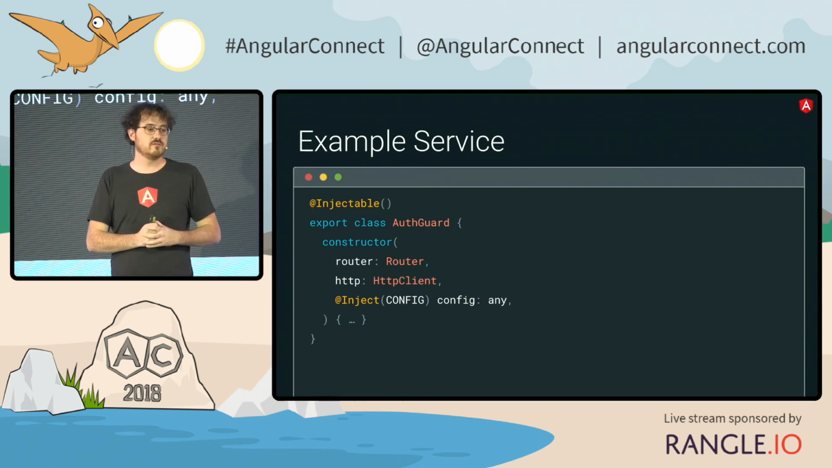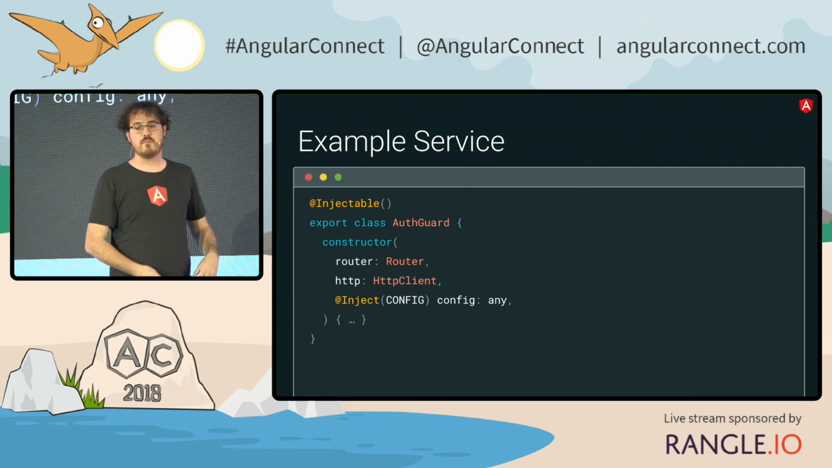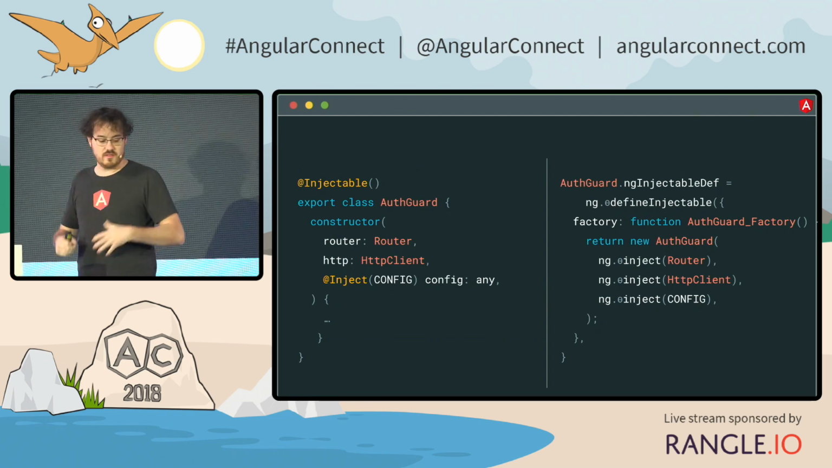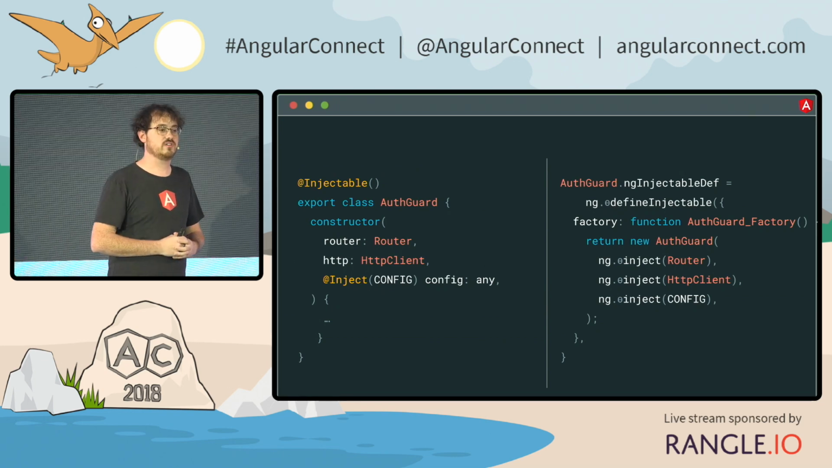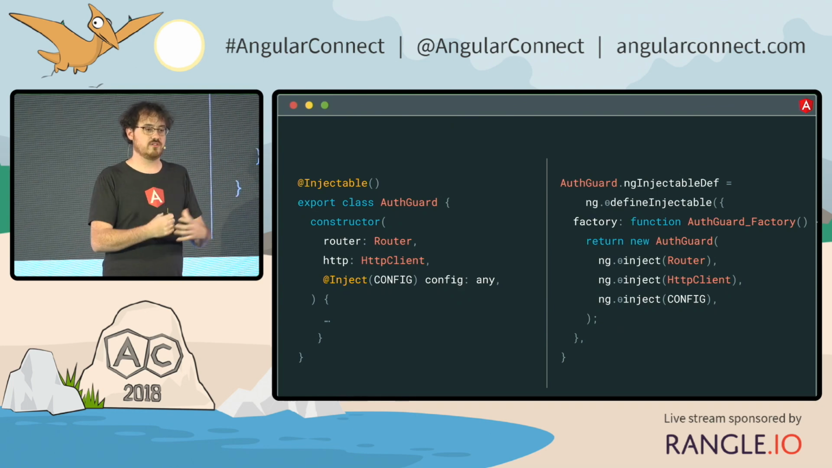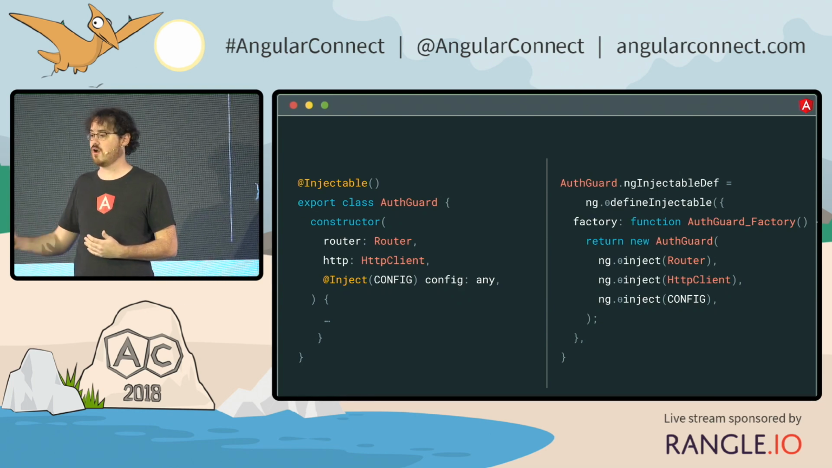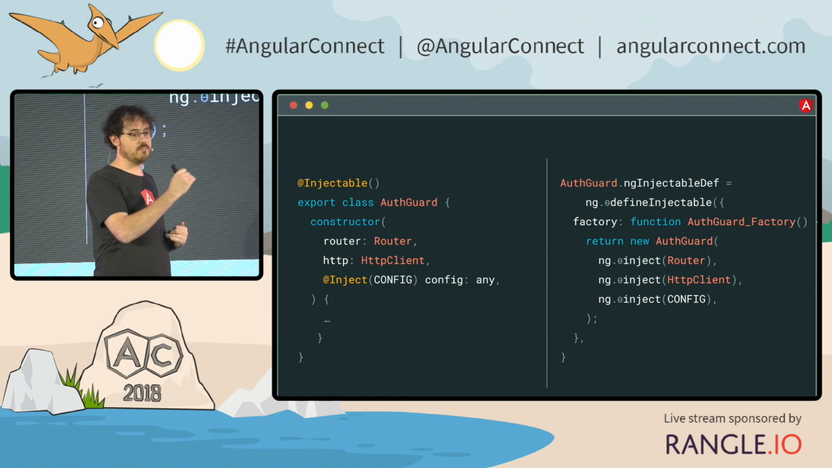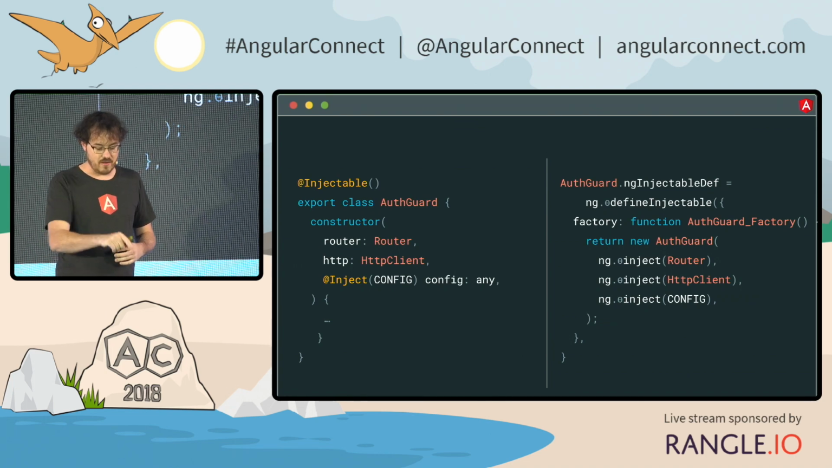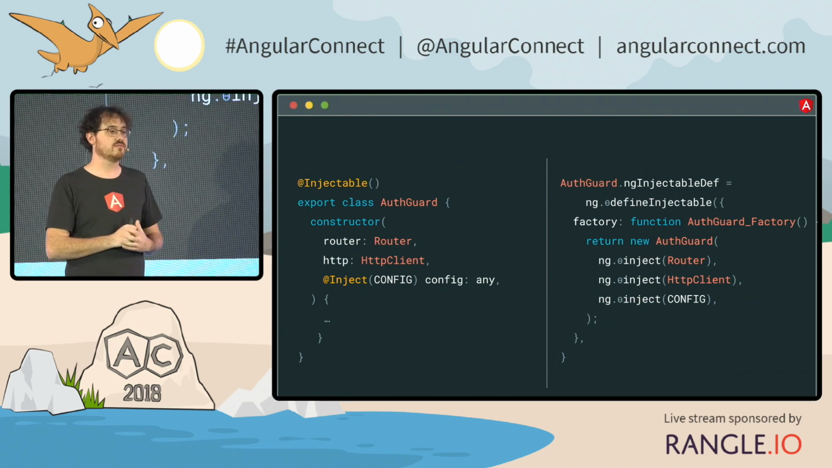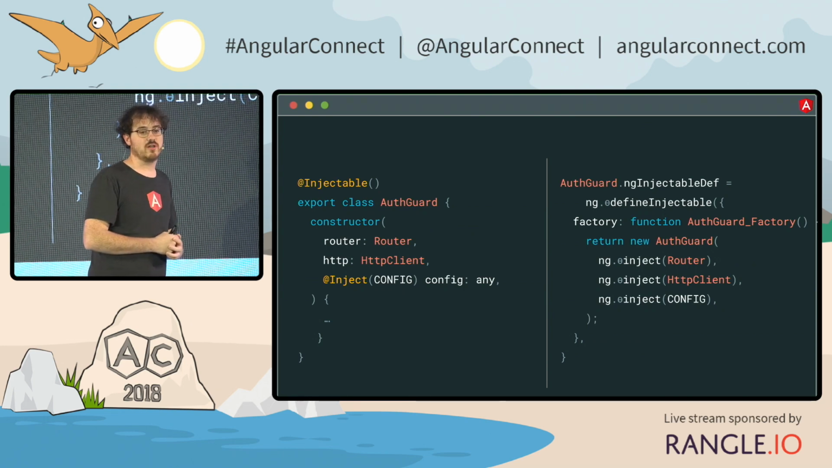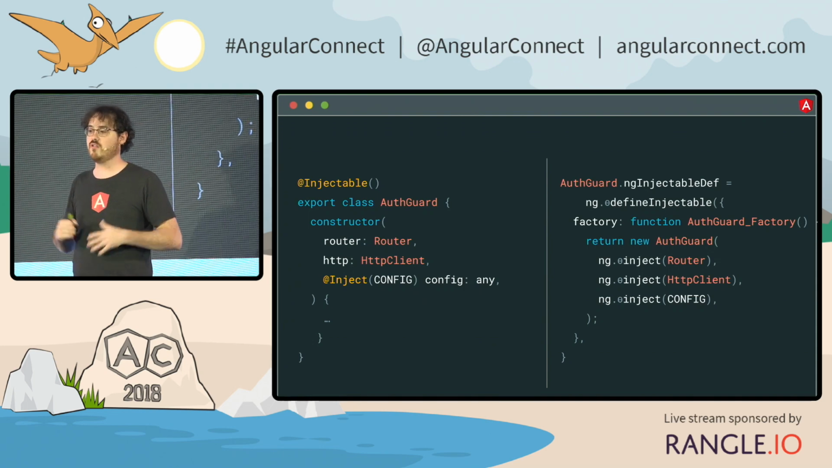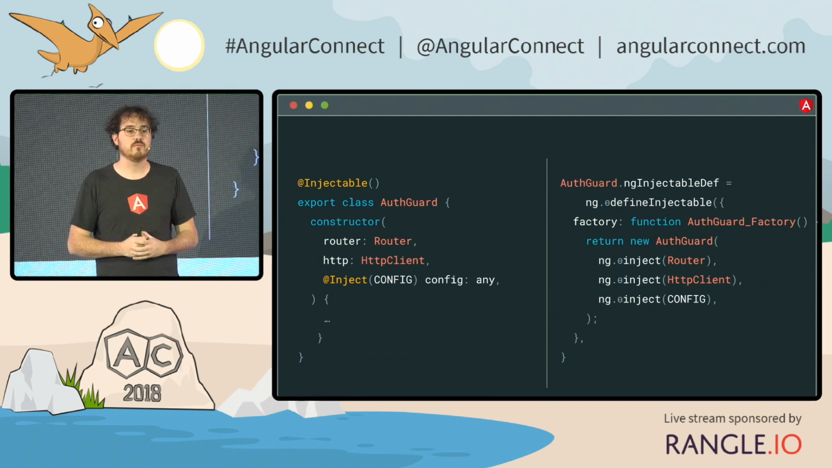So what Ivy is going to do is take this @injectable and compile it to an ngInjectableDef field. And it looks like this. This ngInjectableDef has a factory function associated with it. And the factory function is responsible for actually creating the instances of this guard. And it works through two steps. One, for every dependency that needs to be injected, the factory function will call the Ivy inject instruction. It'll give the inject instruction the token, and it gets back an instance of the dependency. And once those instances have been created, all the factory function has to do is call the constructor like normal.